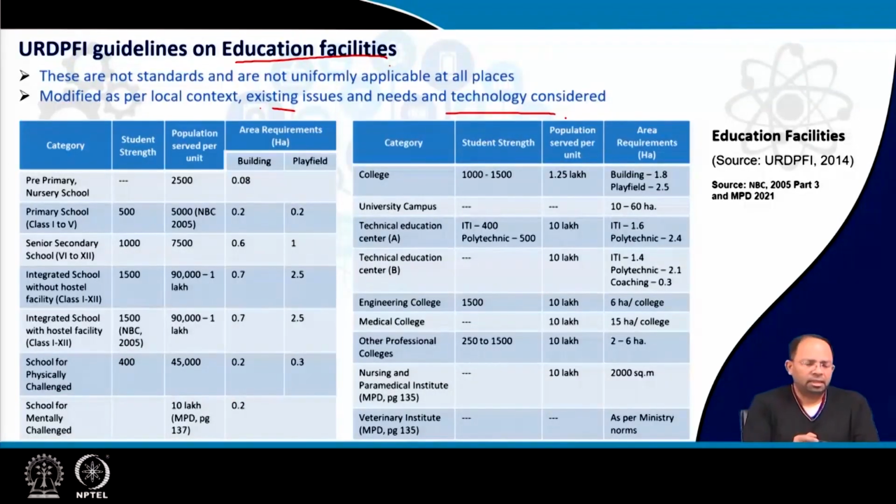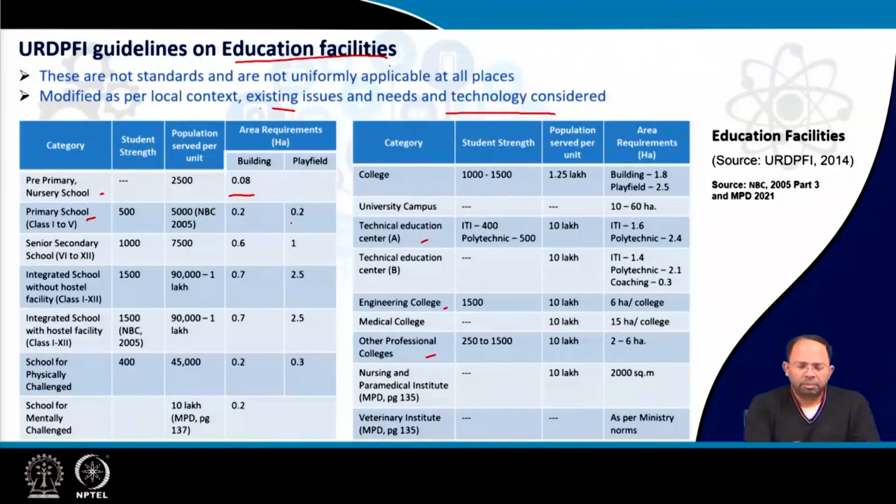Roughly, you can see that the standards cover pre-primary schools or nursery schools, primary schools class 1 to 5, senior secondary schools from class 6 to 12, integrated schools from class 1 to 12, integrated schools with hostel facilities, schools for physically challenged, mentally challenged, and so on. In addition, colleges, university campuses, technical education centers, engineering colleges, medical colleges and other professional colleges have also been specified. In some cases, only the area requirement for buildings is given.